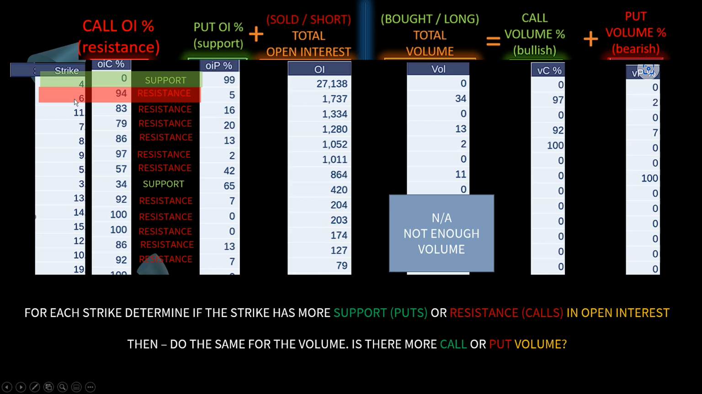Now, next to it is 6. Now, 6 is the exact opposite. It is 94% OIC, 5% OIP, meaning 94% resistance, 5% support, meaning this is our likely ceiling. 4 to 6 for this expiration period. It's that simple. Everything else below it, considering the number difference, is likely irrelevant.